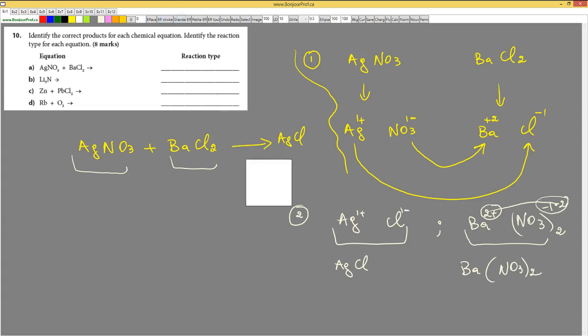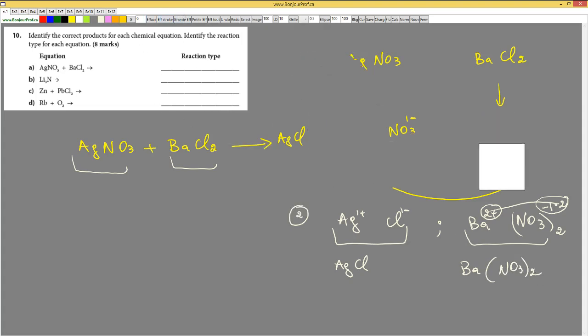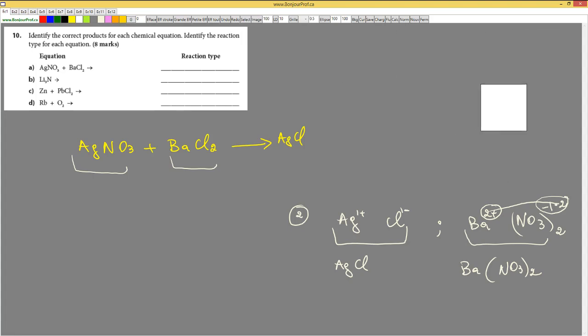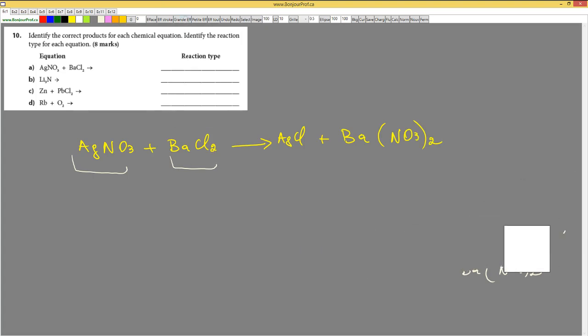So now I'm going to erase everything here. You can play the video again to see what I did. Plus Ba(NO3)2. You see the molecule, you have to cancel the charges. Always you have to cancel the charges. So this is your answer. And here we have to write AgCl plus Ba(NO3)2.